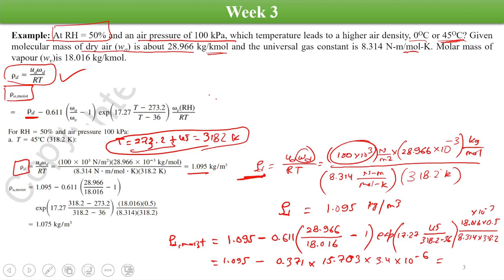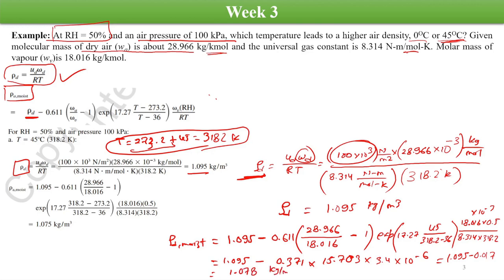multiplied by 15.703 multiplied by 3.4 into 10 to the power minus 3. Okay, and 1.095 minus 0.017. Solving it, we get 1.095 minus that answer, which is 1.078.